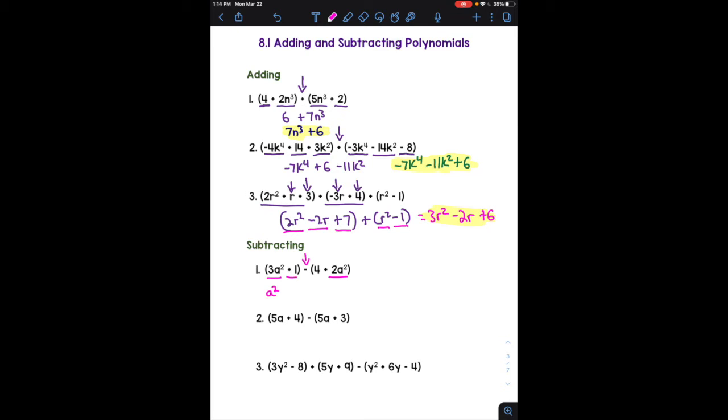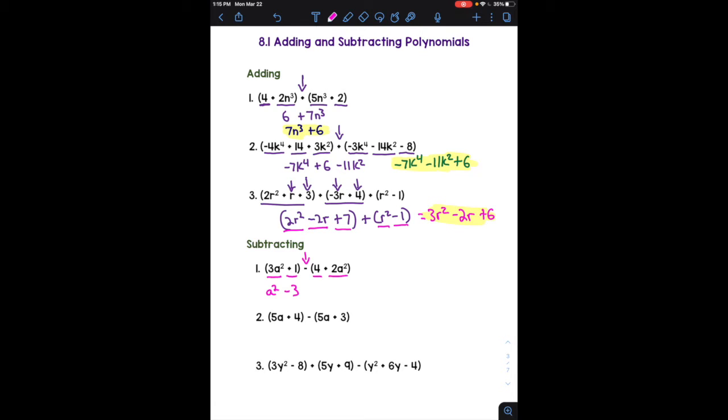Moving on to the next term, positive 1, we're going to subtract its like term, which is 4. 1 minus 4 is negative 3, in which our answer is a squared minus 3. It is already in standard form.